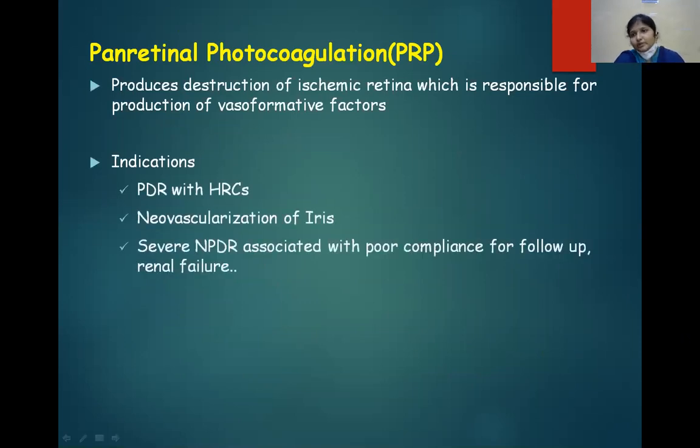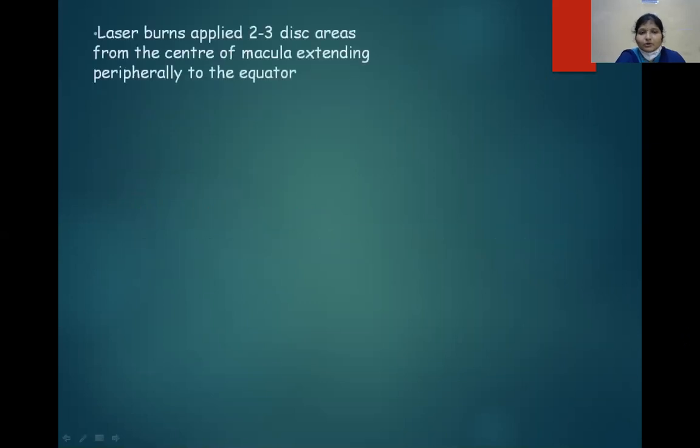So we have two types of laser photocoagulation techniques available. One is pan-retinal photocoagulation, and another one is for macular lesions, focal or grid laser photocoagulation. So what is pan-retinal photocoagulation? The name itself suggests pan-retina means the entire retina is photocoagulated with the help of laser. So this produces destruction of ischemic retina, which is responsible for the production of vasoformative factors. So the indications are already mentioned: PDR with high risk, NVD, and severe NPDR with poor compliance.